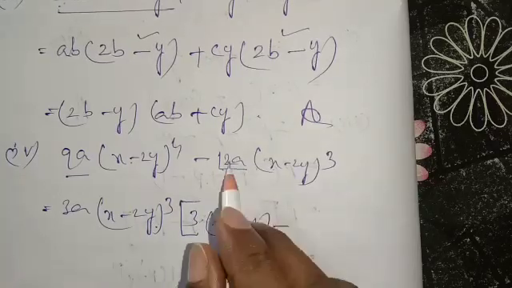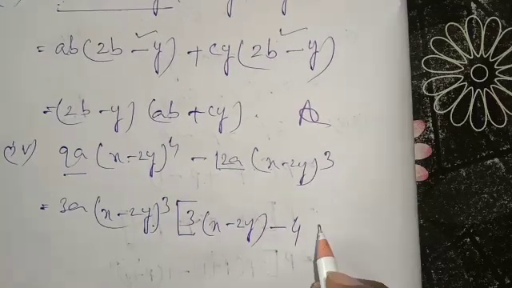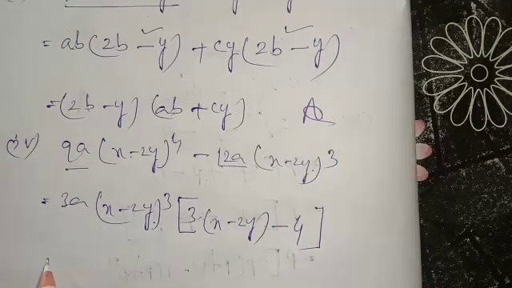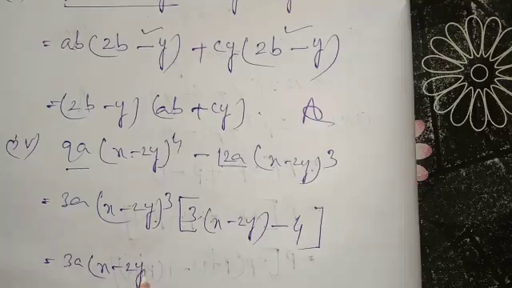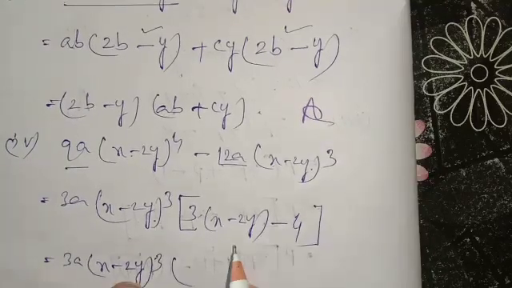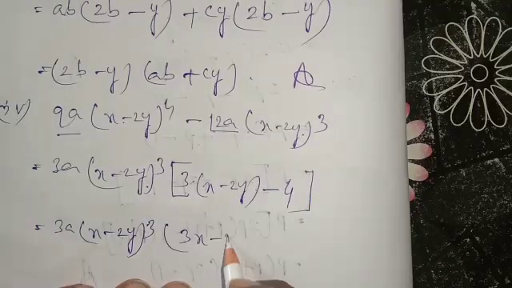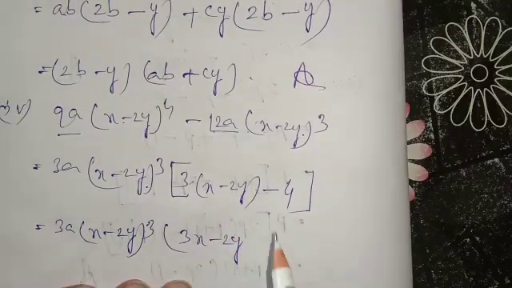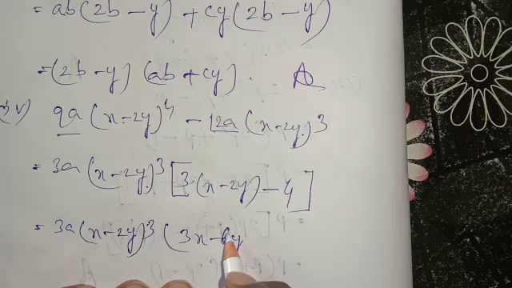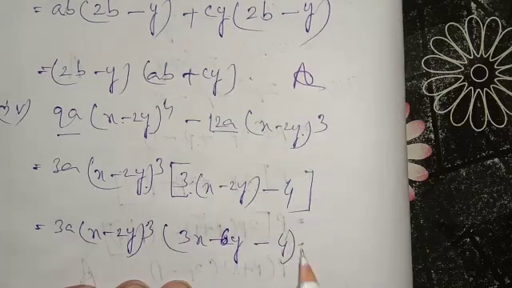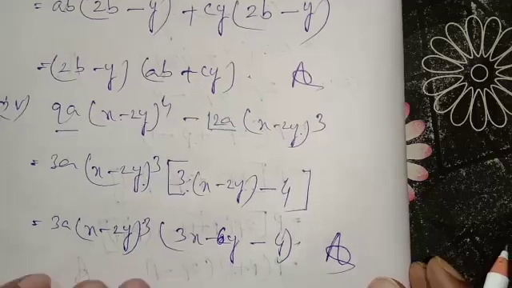Minus 3 into 4, 4 left here, and (x minus 2y) whole cube taken common. Now this is 3a whole into (x minus 2y) whole cube. Just opening the bracket, 3x minus 6y minus 4. This is the answer of number 2 fourth part.